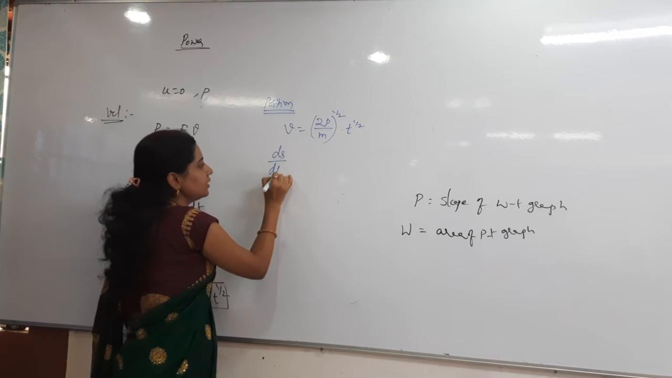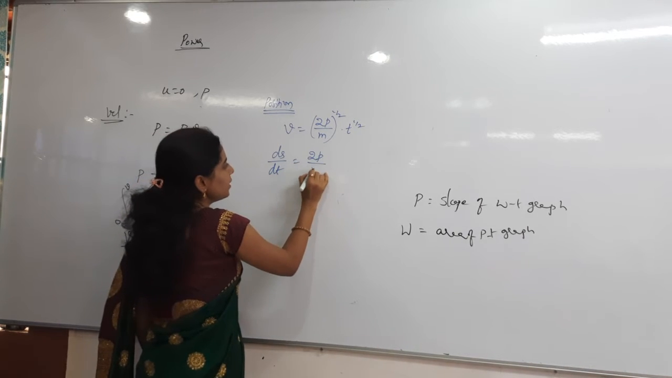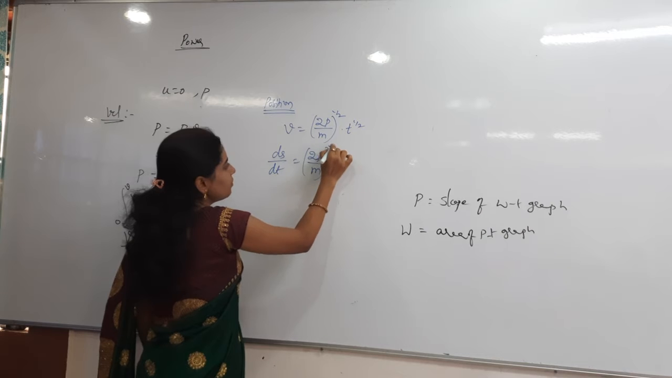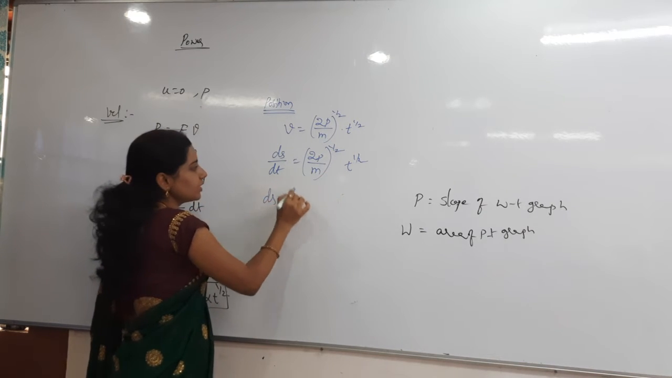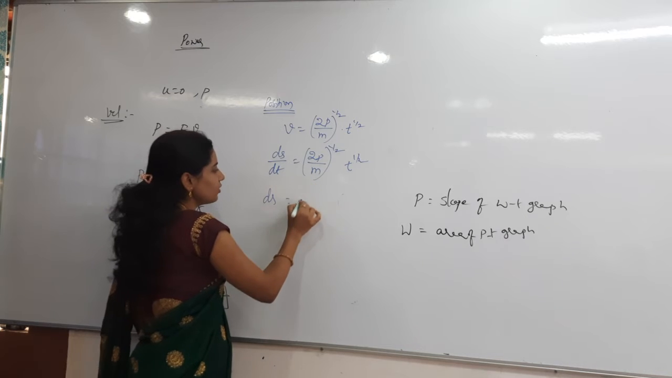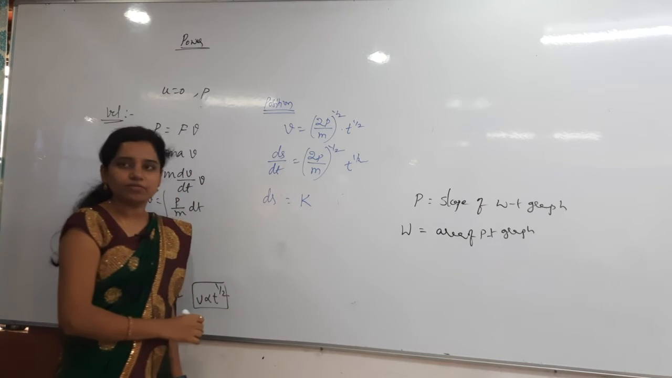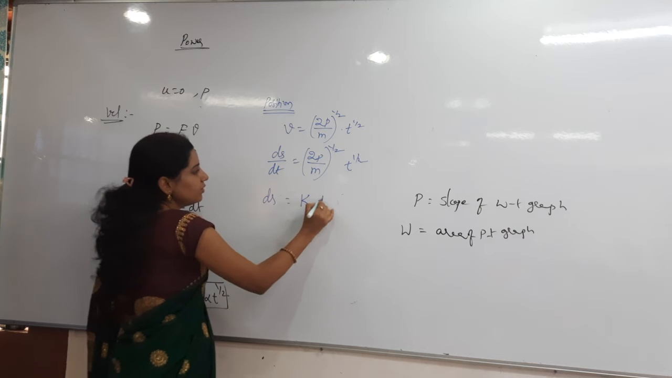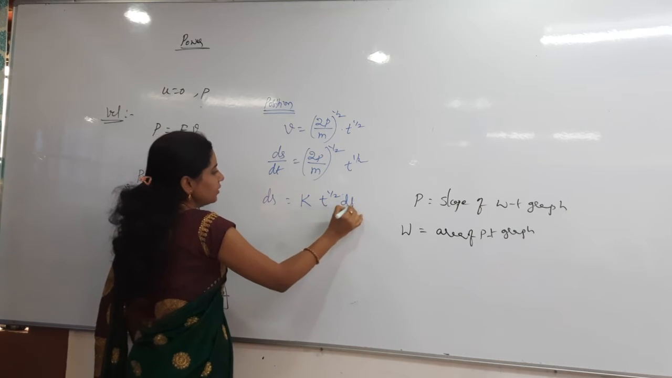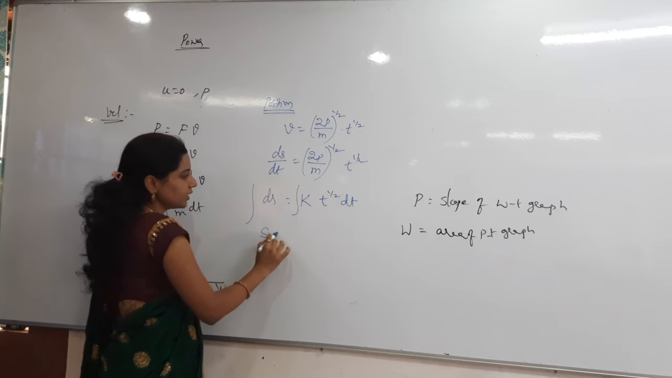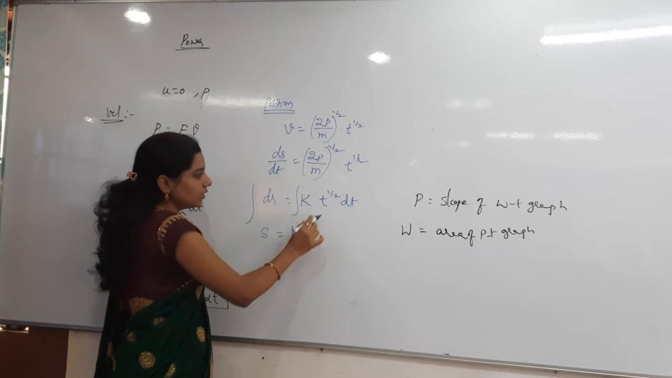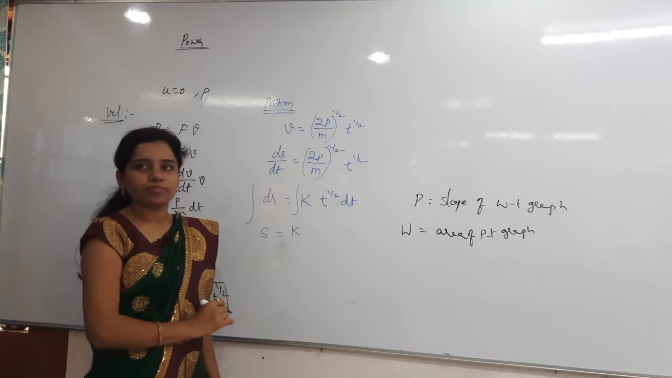ds by dt is equal to (2p by m) whole power 1 by 2 into t power 1 by 2. I can take only ds here and send dt that side, so whatever the constant we are having, take it as k for easy purpose. And also t power 1 by 2 and then dt. If I apply integration, the integration of ds will be what? S, and then k will come out, and then t power 1 by 2 dt.